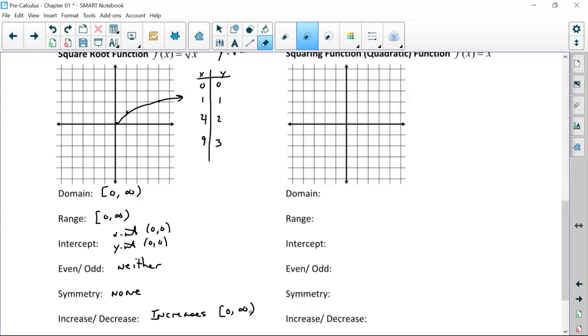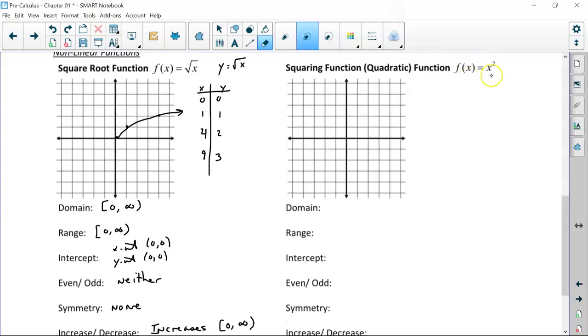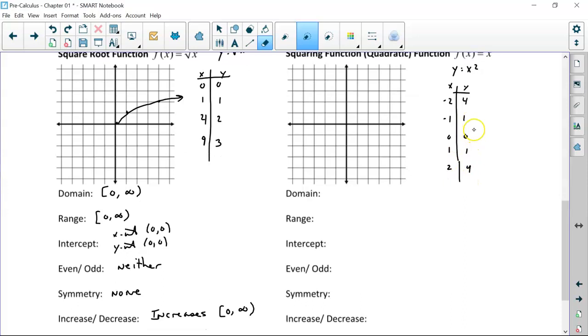The squaring function or quadratic function, y equals x squared. We can make a quick table: -2, -1, 0, 1, and 2. So that gives us a 4, a 1, a 0, a 1, and a 4. Those are our squares. This is our quadratic, the parabola.